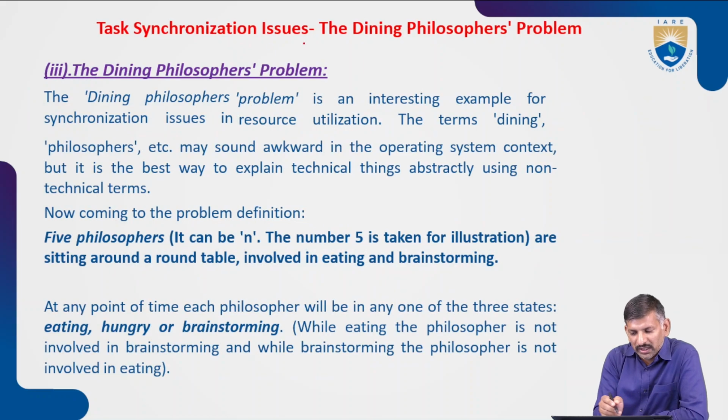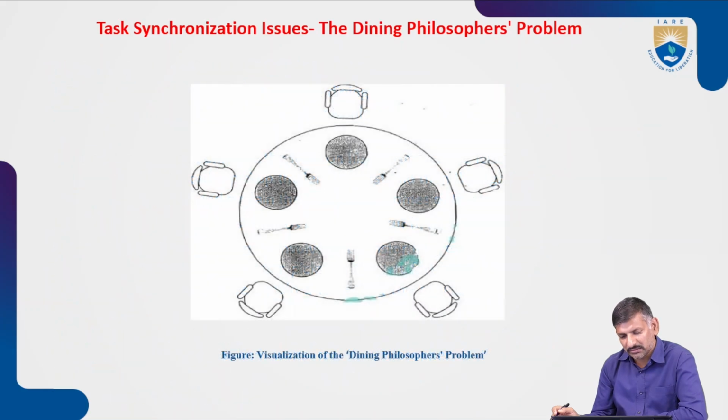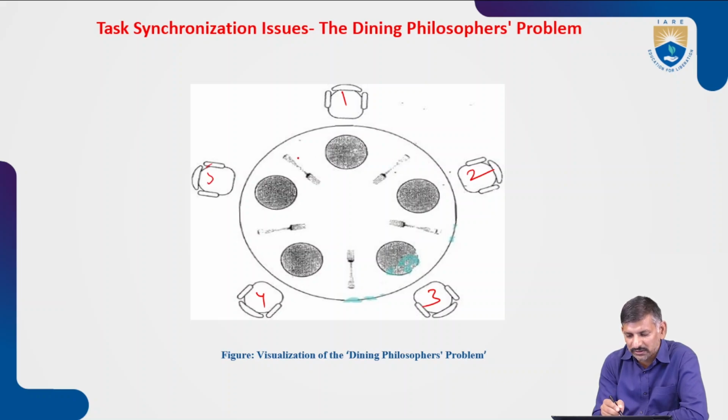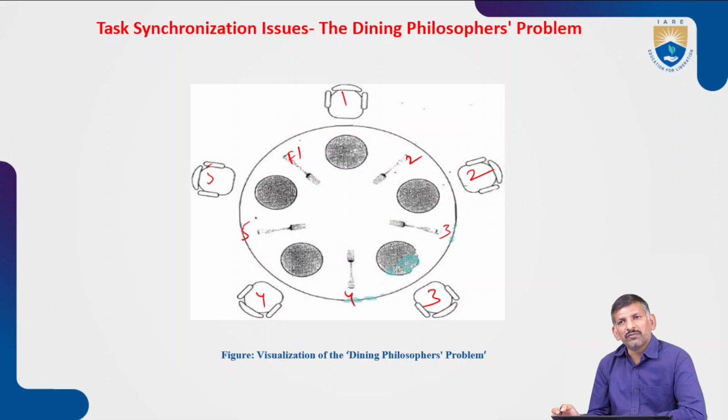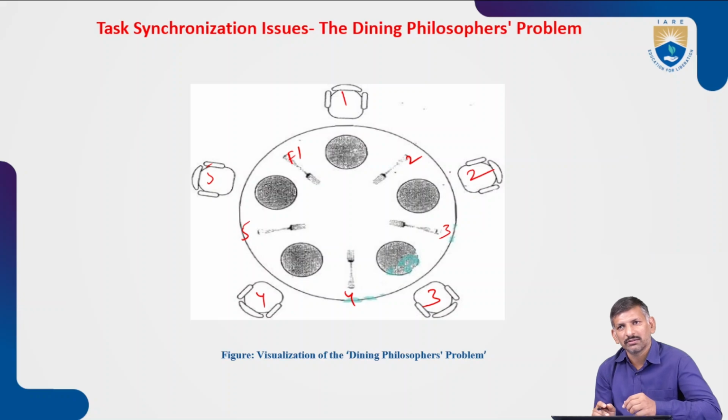So, another one is the dining philosopher problem. Suppose we are considering 5 persons: 1, 2, 3, 4, 5. We have 5 forks. If they want to eat dinner, they require 2 forks, but they have only 1 fork. How is it possible to complete this dining?